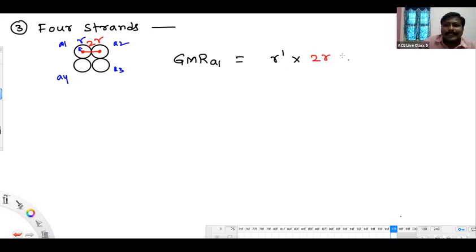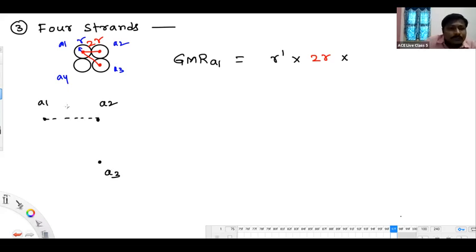Next, A1 to A3 gap. How much? Anybody? Tell me please. What's that A1 to A3 gap? You'll get that as 2 root 2R. Just listen. If you have any doubt, just listen. It's the center of A1, center of A2, center of A3.